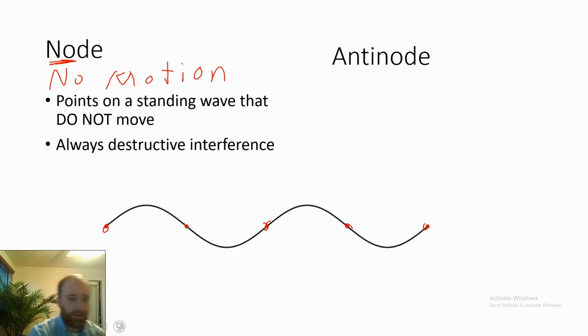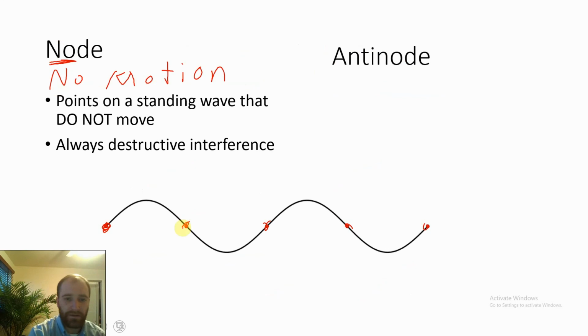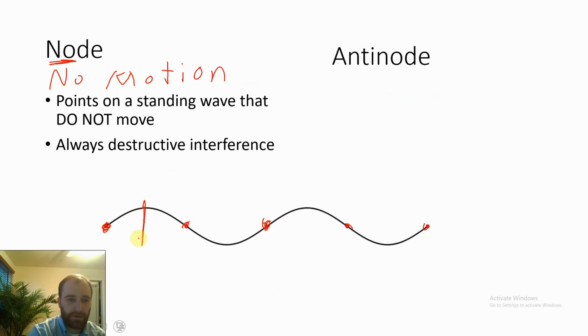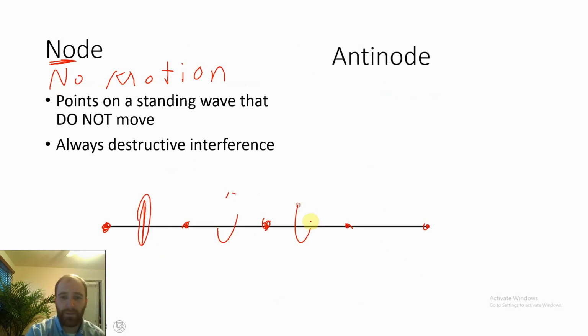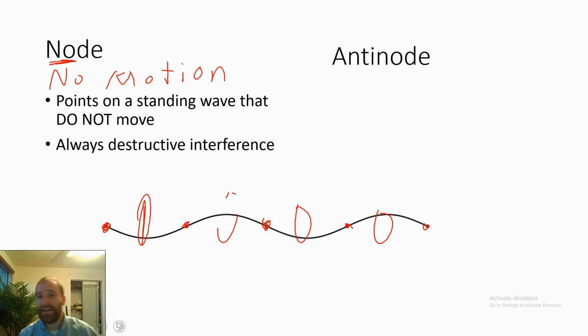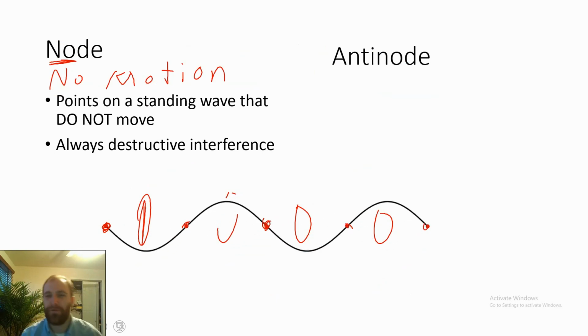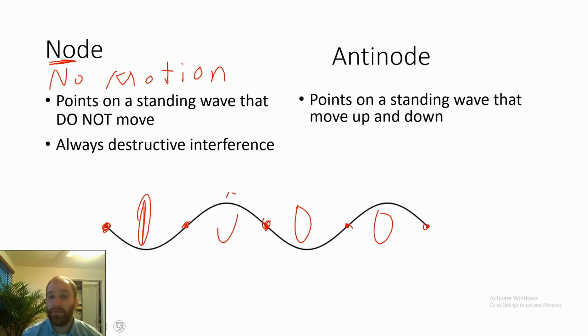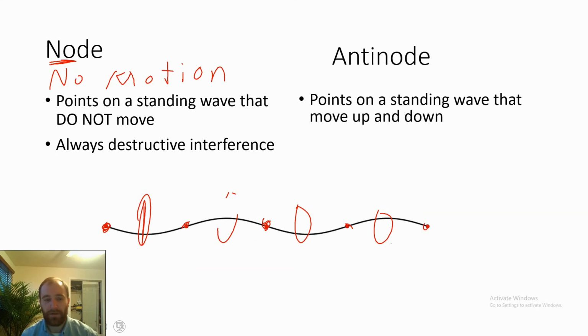So if these points are the nodes, then these points right here are the opposite of that. You could say that they're the antinodes, which is the word for them. They're the points that move up and down, so they are the points that move.